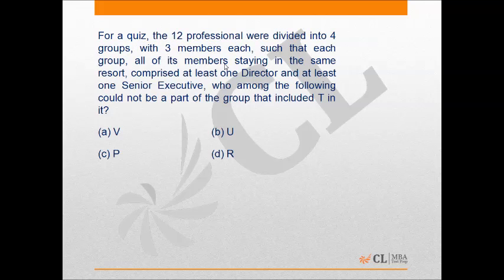Next, for a quiz, the 12 professionals were divided into 4 groups with 3 members each, such that each group, all of its members stayed in the same resort. That means 12 people are divided into groups of 3 members and all the 3 members must have stayed in the same resort. And each group comprised at least one director and at least one senior executive. Who among the following could not be a part of the group that included T in it?